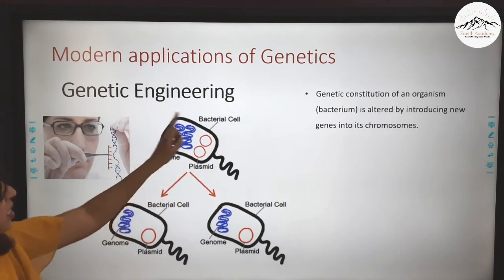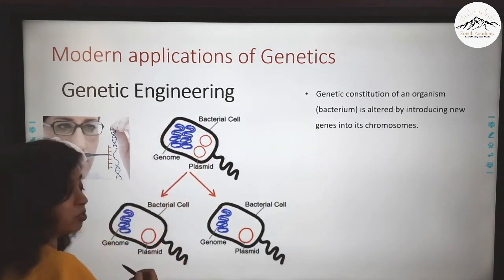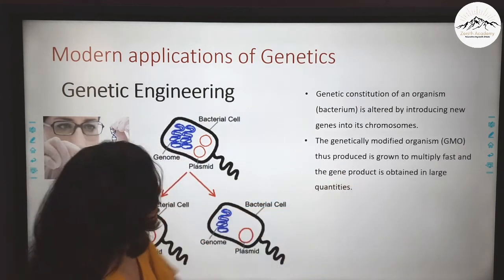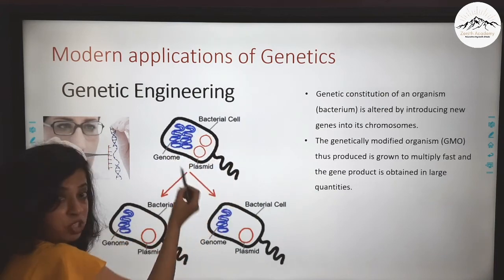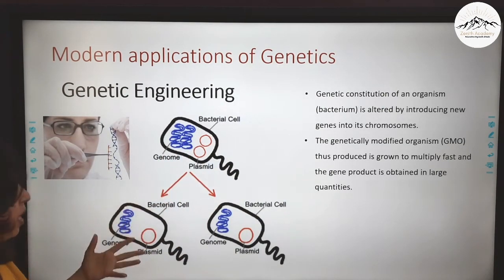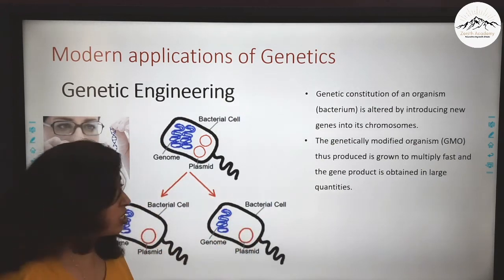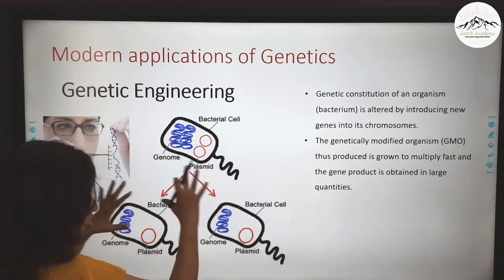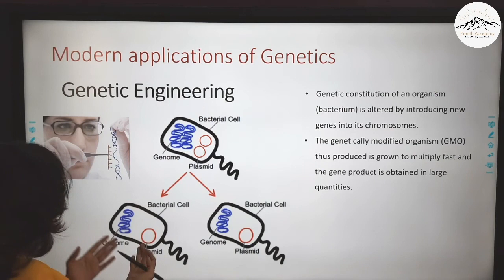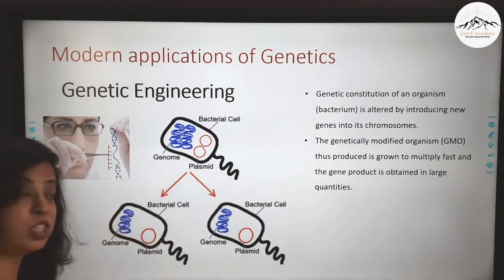Here you can see that this is a bacterial cell. Here artificial genes are introduced into it, and then the genetically modified organism, that is GMO, thus produced, is then grown to multiply. It is allowed to multiply, and we know that bacteria can multiply very fast. So the gene product is obtained in large quantities, and we can obtain the same gene product in a very large quantity, and then we can use this gene.